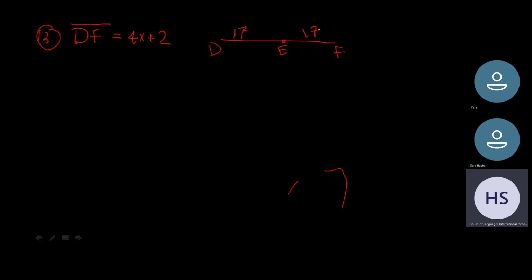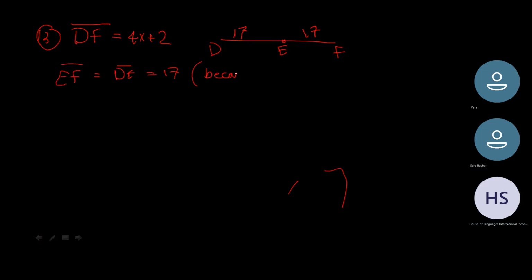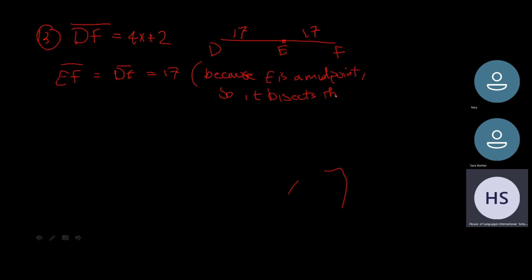So the length of EF will equal the length of DE, which is 17, because E is a midpoint, so it bisects DF. It cuts it into two equal halves. So now DF is 4x plus 2, and DF is 34. 17 plus 17. A midpoint. So what is the length of DF?